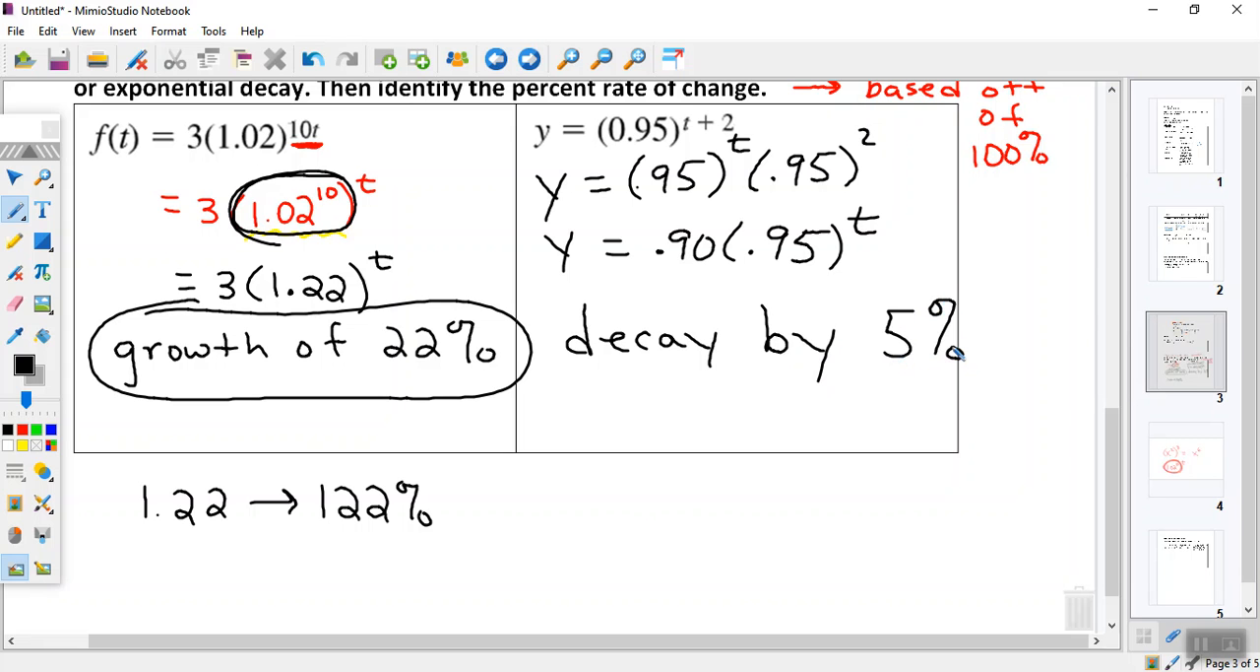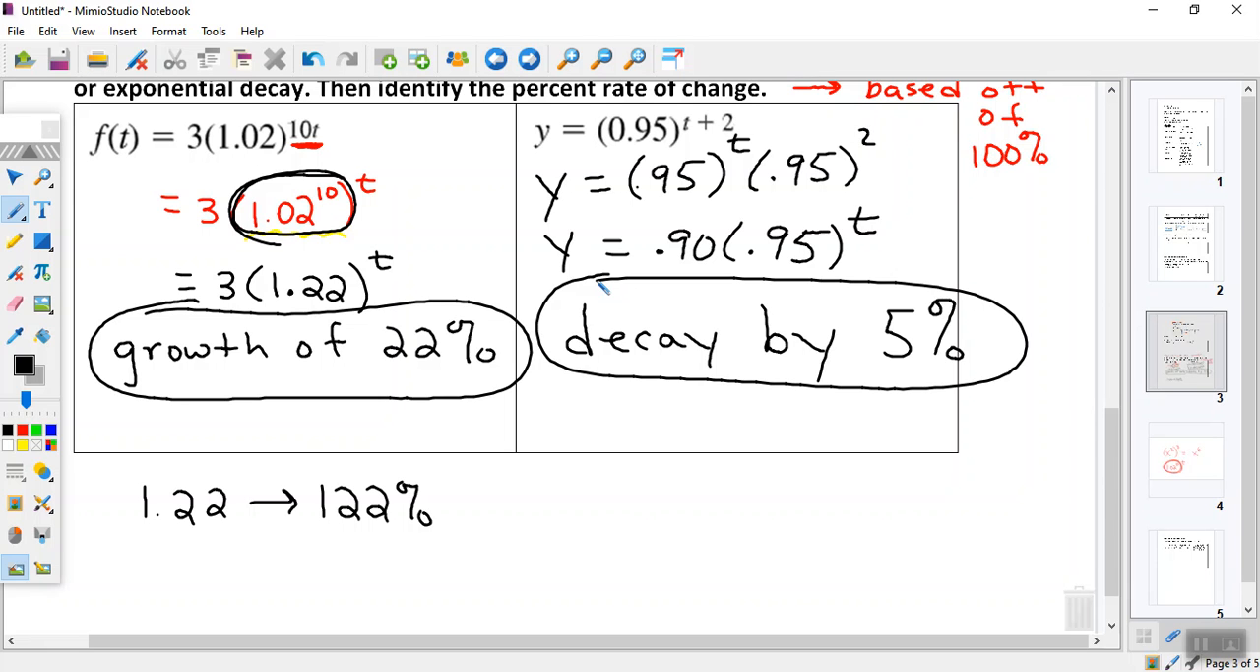This is cool. My main question is this. Do you understand how the 1.02 turned into 1.22 here? That became 1.02 to what power here by rule? 10th. I can do 1.02 to the 10th, and then the t stays outside like this when they're multiplied.